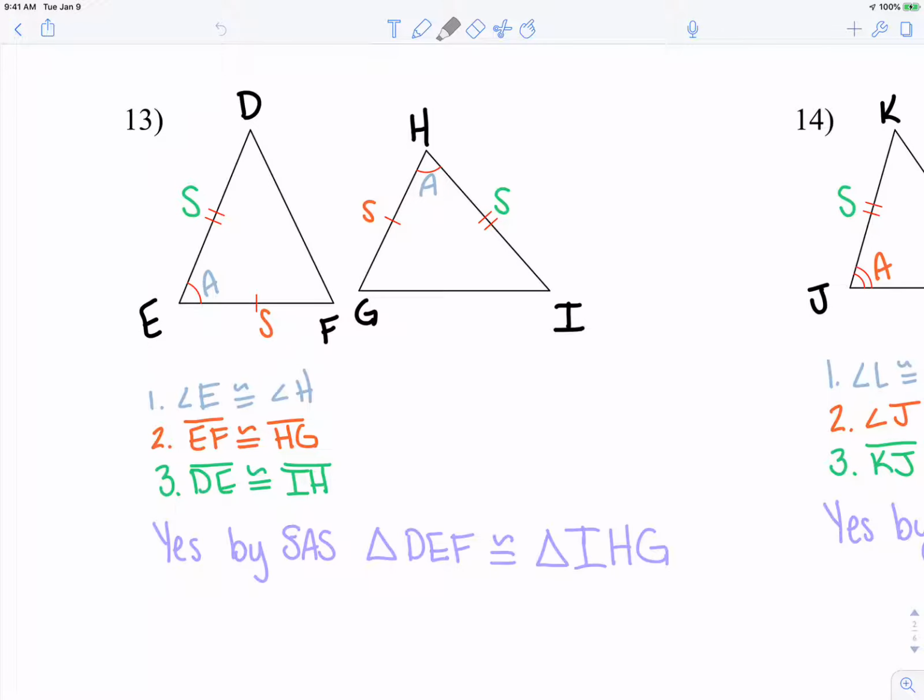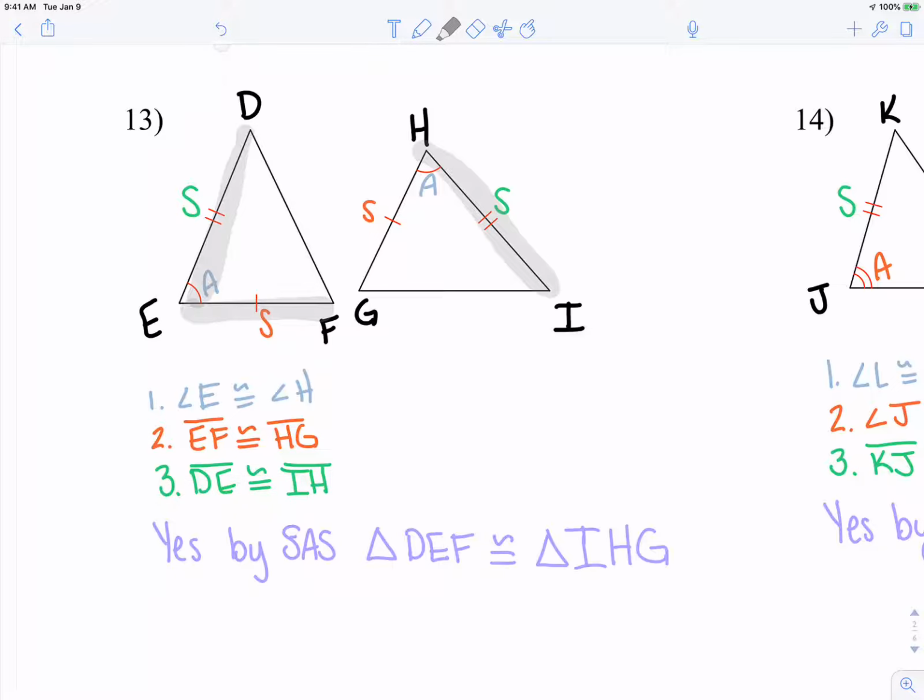Okay, here are the rest of the solutions. So for number 13, we know that angle E is congruent to angle H. And we know that side EF is congruent to side HG. And then we know that DE is congruent to IH.